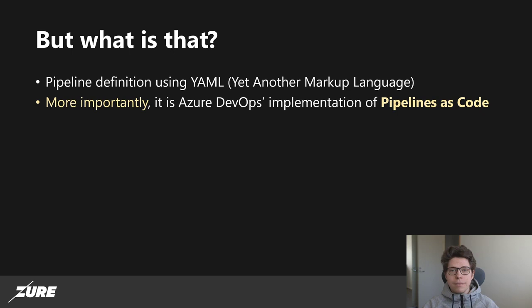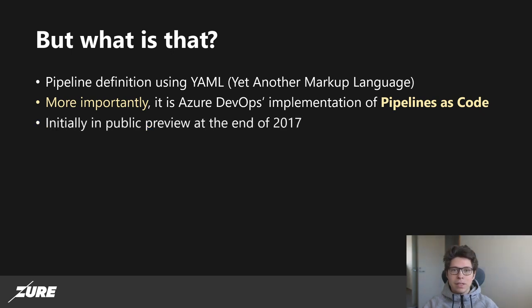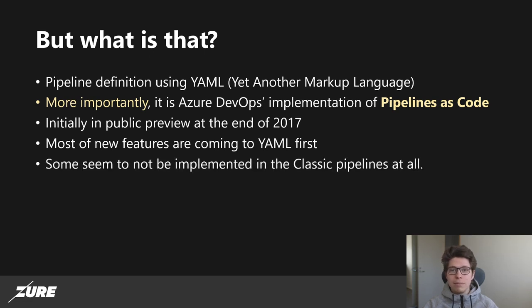More importantly, though, it is kind of Azure DevOps' implementation of pipelines as code. It was initially in public preview at the end of 2017. And most of the new features actually come to YAML first. And some might not be implemented to the classic pipelines at all. Who knows?